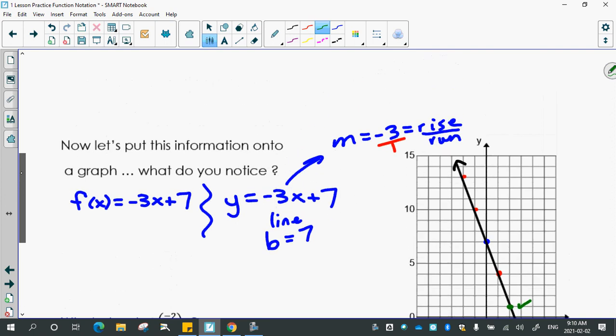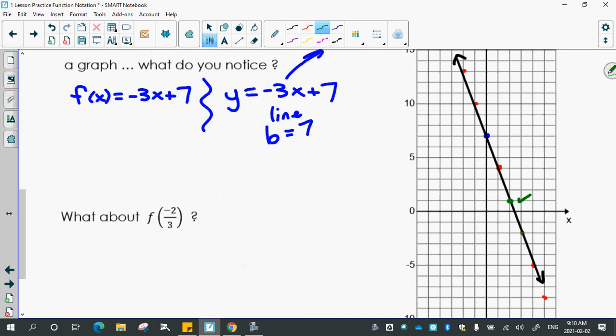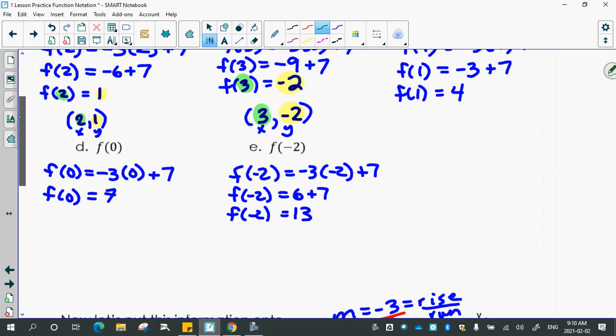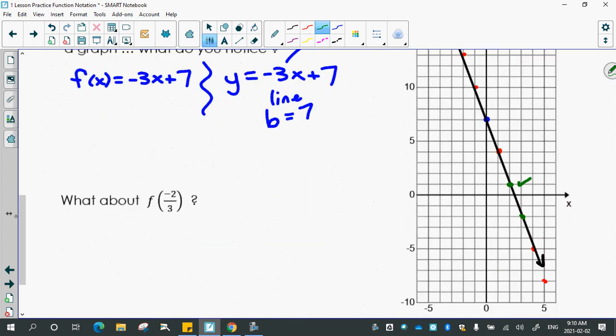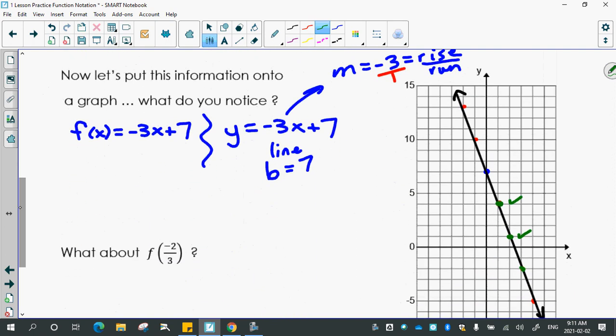Okay. And then 3, -2. It's right there. And this one would be 1, 4. 1, 4 is right there. 0, 7 is right here. -2 and 13 right there. So it is just another way of writing the equation of a line. That's all it is. Another way of writing it. Okay.